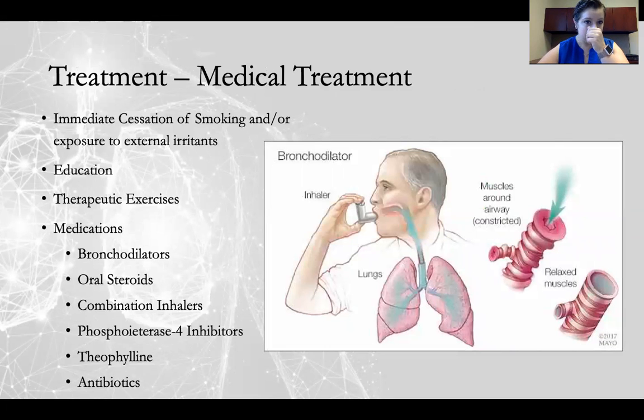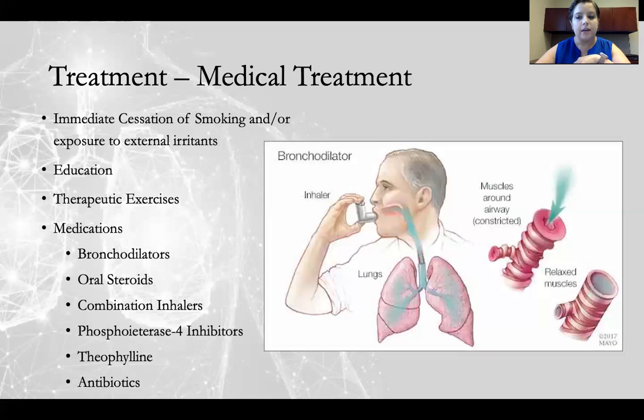So there's various forms of treatment. I'm going to first cover the medical treatment. And the first thing that they always recommend is to stop smoking, and if you are exposed to a plant or an industry, stop exposing yourself to them. So then they combine it with different educations and therapeutic exercises. A lot of times they'll pair therapeutic exercises with nutritional programs to help them maintain or gain weight that they had lost. And the main medications that you'll see are bronchodilators and steroids.